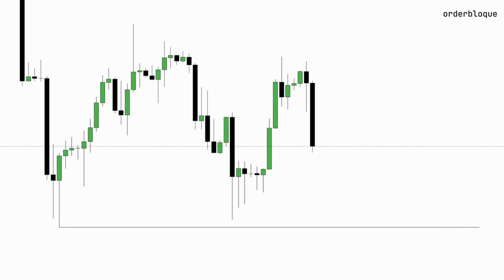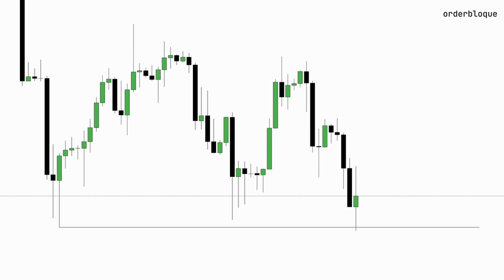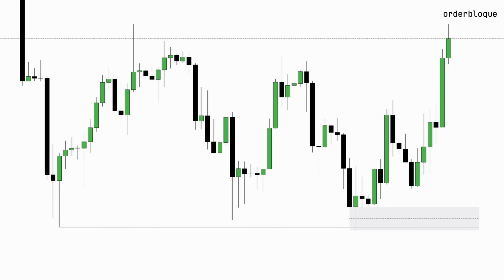Switching to the 4-hour chart, we see that there is an area of equal lows. After the liquidity raid, the price forms a rejection block, confirming that buying volume has entered the market. The next candle tests this area, and the price moves further upward.